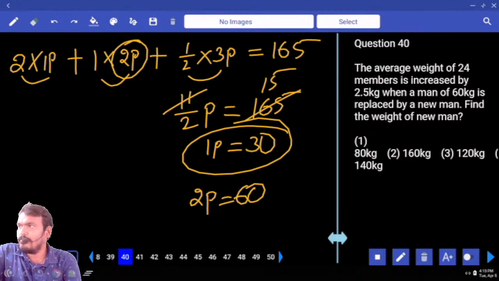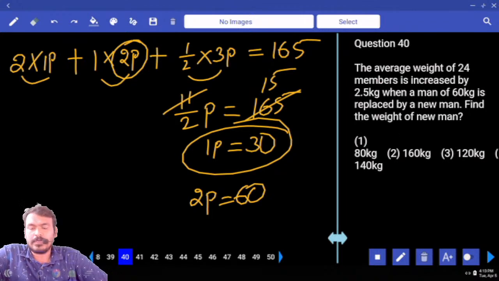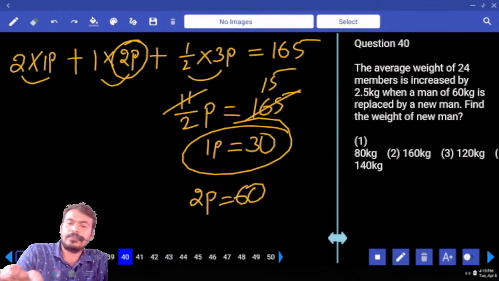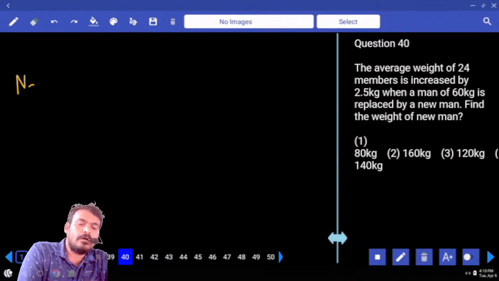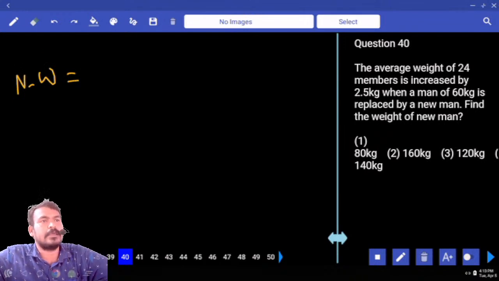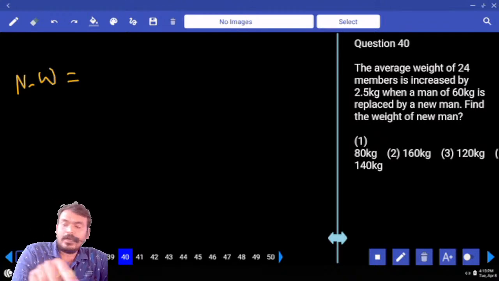Next question number 40. The average weight of 24 members is increased by 2.5 kgs when a man of 60 kgs is replaced by a new man. Find the weight of the new man, or not? We need to identify the new man's weight. New man weight means it is the old value plus increased value or decreased value? Increased value.